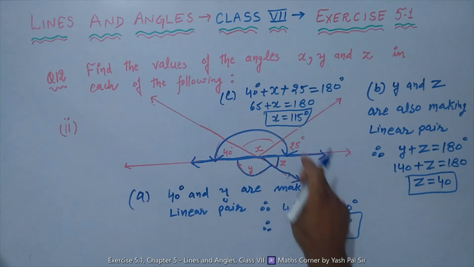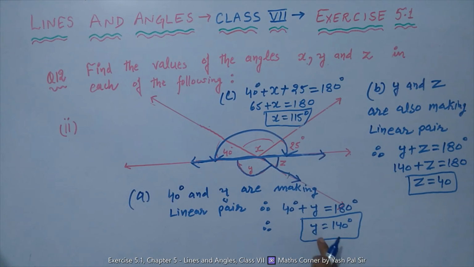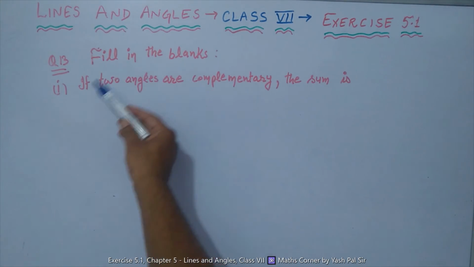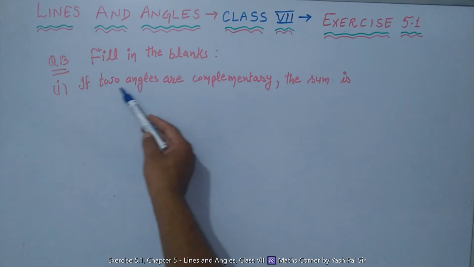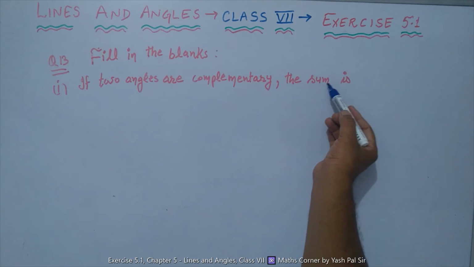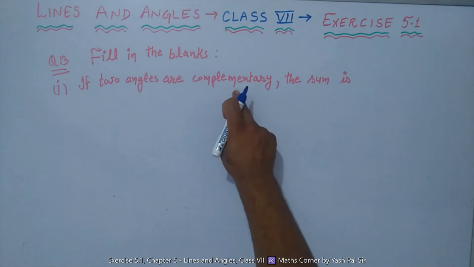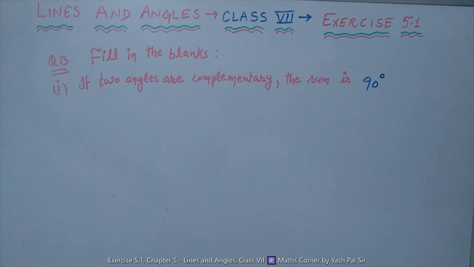Right? So this way x is equal to 115, y is equal to 140, z is equal to 40 degrees. Question number 13. Fill in the blanks. Number 1. If two angles are complementary, then the sum of their measures is, complementary means the sum will be equal to 90 degrees.